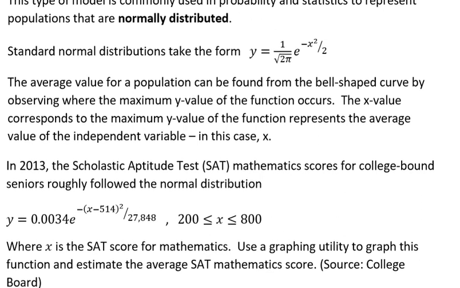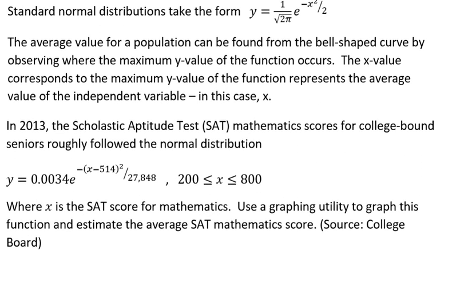So in 2013, the Scholastic Aptitude Test, or the SAT, mathematics scores for college-bound seniors roughly followed the normal distribution of y equals 0.0034 e raised to the negative x minus 514 quantity squared divided by 27,848, where x was between 200 and 800. So x is the SAT score for mathematics. We're going to use a graphing utility to graph this function and then estimate the average SAT mathematics score.